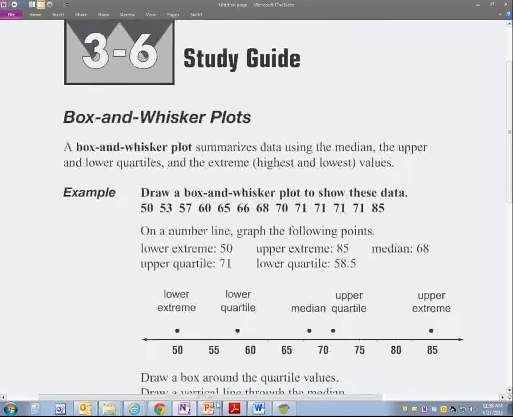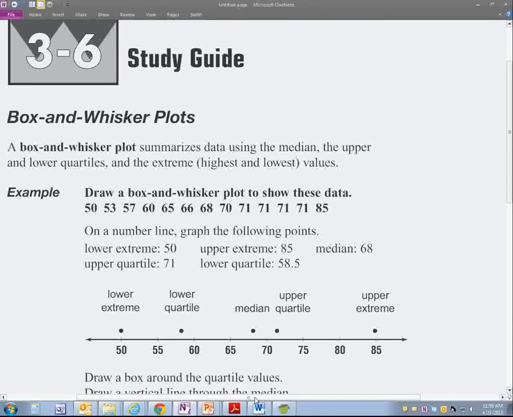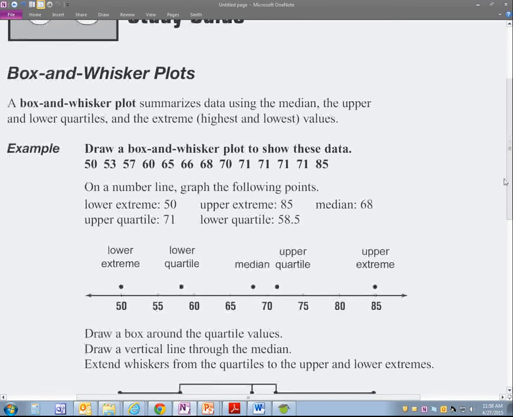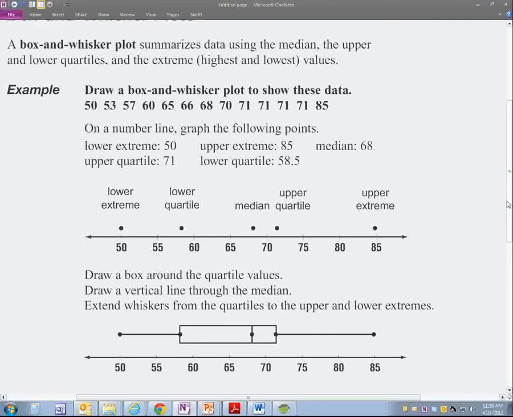As we've been doing the last couple days, a box and whisker plot summarizes data using the median, the upper and lower quartiles, and the extreme highest and lowest values. For example, draw a box and whisker plot to show these data, because the word data is plural. 50, 53, and so on. On a number line, graph the following points.